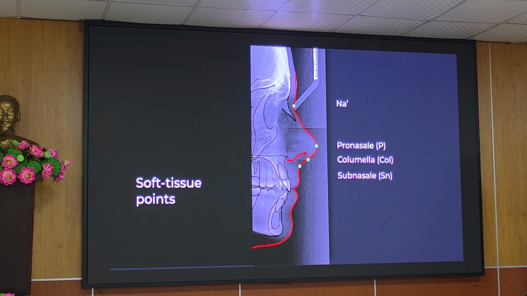And then we have the pronasale, with the tip of the nose, and we have the subnasale, which is denoted as capital S, small n, subnasale.